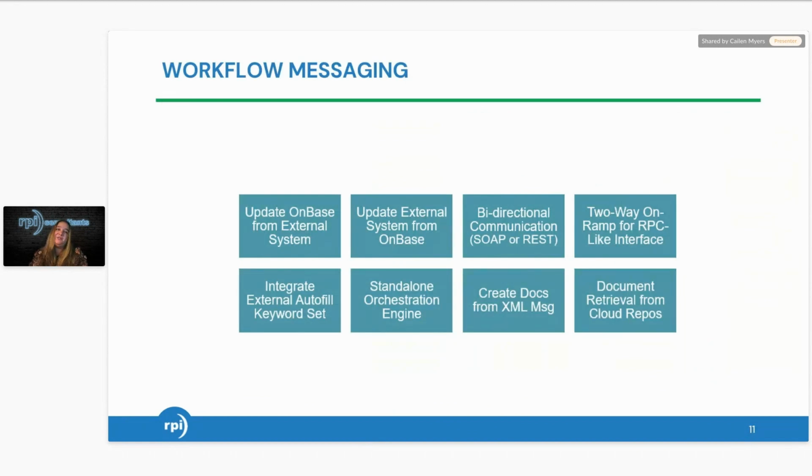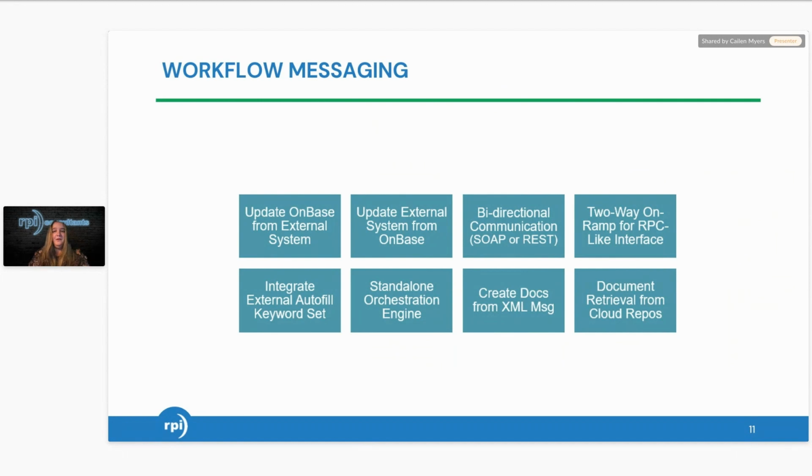Some of the use case scenarios for workflow messaging would be to update OnBase from an external system, employing an on-ramp inbound REST API call to receive XML messages into workflow, allowing seamless integration of data sent by external systems. Utilize workflow actions and rules to efficiently update the OnBase database on the received message.